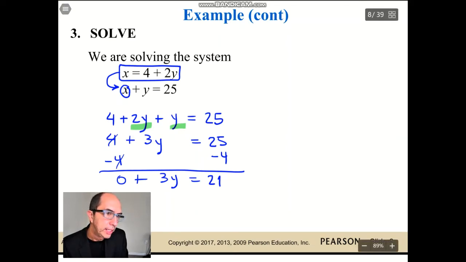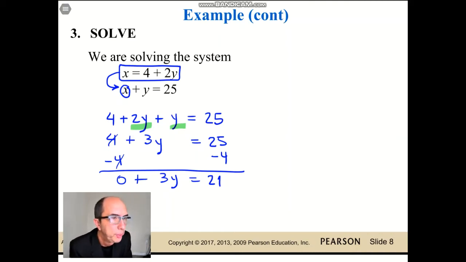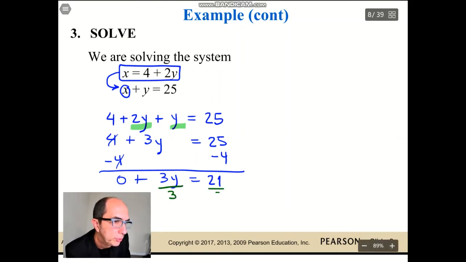Think a little bit about it. We have 3y equals 21. What would be the next step? Well, multiplication property, right? Divide both sides by 3. Then you will have y equals, because you simplified, 21 over 3, 7.